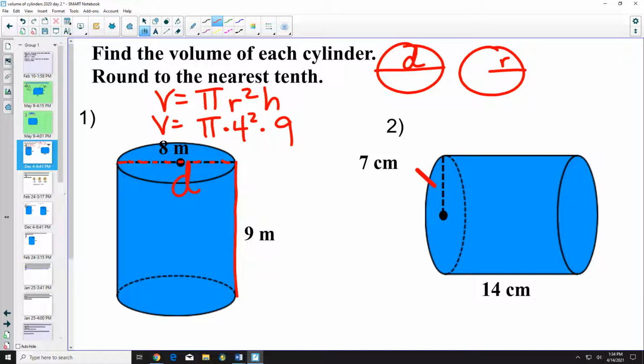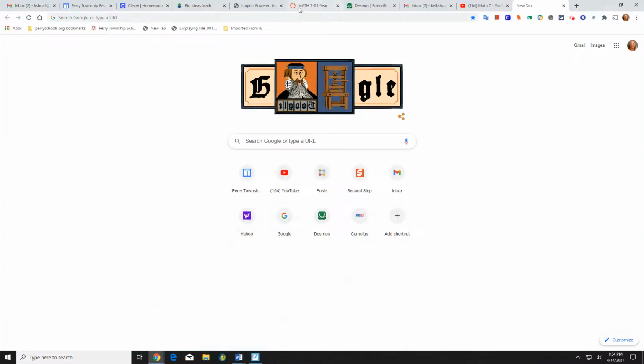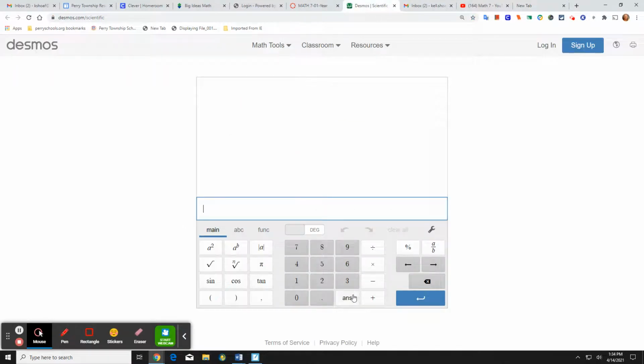All right, this is what we're doing in our calculator. I want you to watch how you do this in your calculator so that you will get your answers correct. What I do on my calculator is hit the pi button, which is right here. Then you multiply by 4, and this little button says a to the second. That will square your 4, and then you multiply by 9.